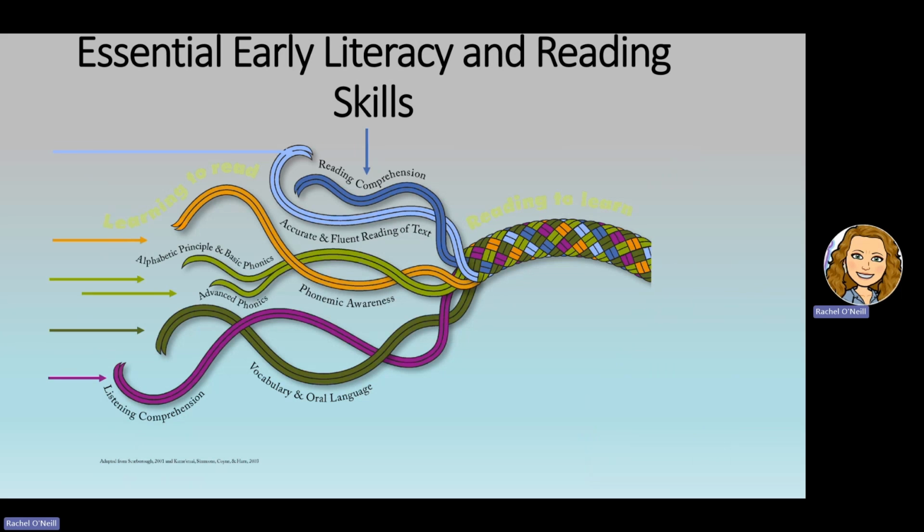This rope graphic, adapted from the original rope graphic of Scarborough in 2001, shows the interrelatedness of skills. The longest strand is the first one to develop. It is listening comprehension and begins basically at birth. Somewhere around 1 year of age, children say their first words and vocabulary and oral language starts to develop. Listening comprehension doesn't stop developing. It continues to develop and is entwined with vocabulary and oral language development.